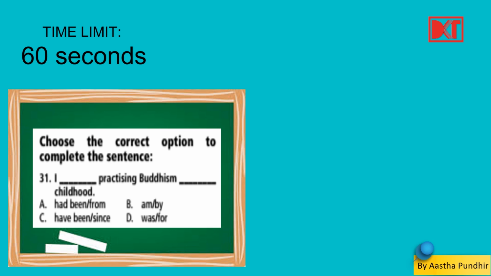I have been practicing Buddhism since childhood. Why have been? Because present perfect we use, this action is still ongoing, right? It has not finished and it is a permanent action. So I have been practicing Buddhism since childhood. All right.